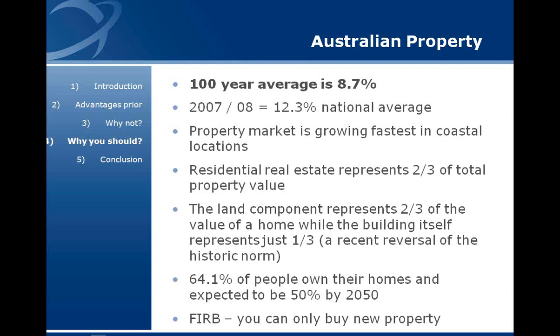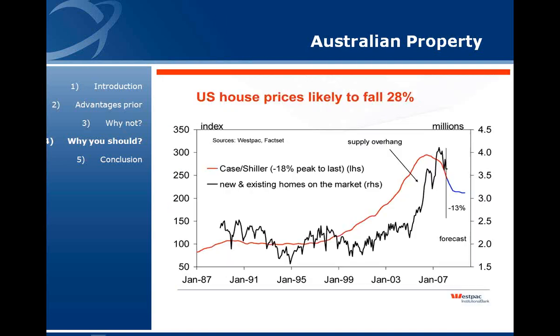And then finally, they've got FIRB, which is their Foreign Investment Review Board, and it basically stipulates that you as a non-resident can only buy new property. So you can buy a piece of land, a house, or an apartment, but you can only buy new from a developer. You can't get on a plane, go over and buy an old dilapidated house from a granny.